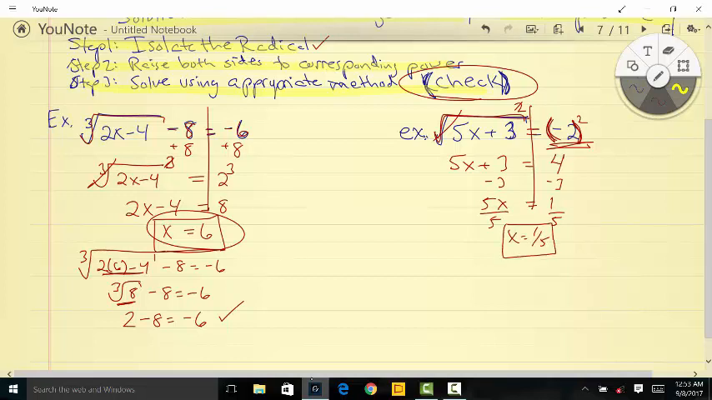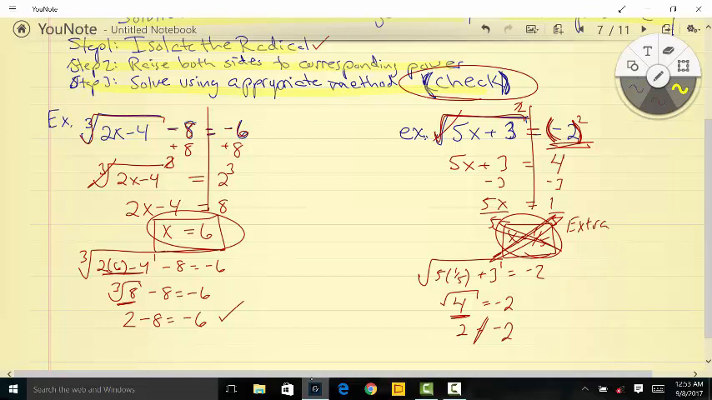Now, when we go to plug it in, we have the square root of 5 times 1/5 plus 3 is equal to negative 2. That gives us the square root of 4 is negative 2. The square root of 4 is 2. 2 does not equal negative 2. Therefore, x equals 1/5 is not a solution. This is called an extraneous solution. Although it worked out algebraically, it does not work practically when we plug it back in.